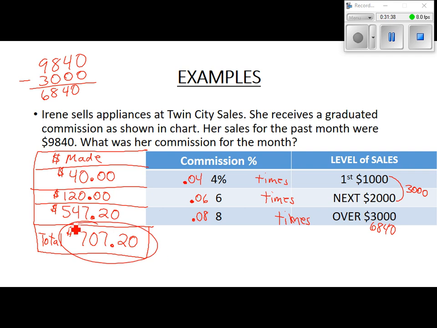So that's her commission. Now again, when we talked about it last time, over the $3,000, she might make a normal salary and then get paid commission on top of that. We don't know what the rest of her pay is, or if she does get paid more. But we know that her commission is going to be $707.20. I would guess that Irene probably makes an hourly wage or something plus her commission.